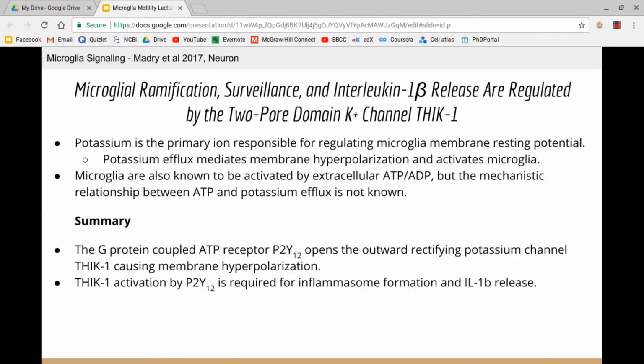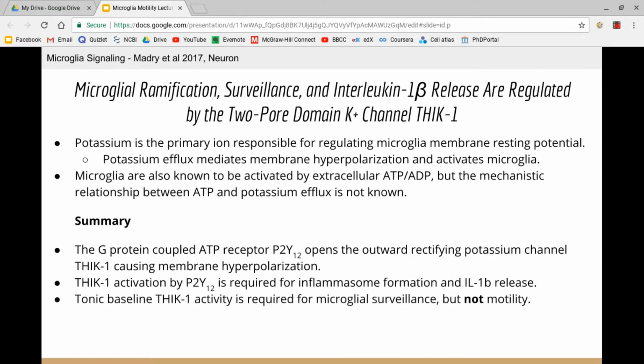If you think back to our last slide, it's really important because it means that perhaps calcium and reactive oxygen species might be downstream or less important. The main thing is the hyperpolarization, the release of potassium, and this facilitates the oligomerization of NLRP3, the activation of caspase-1, and the release of IL-1 beta.